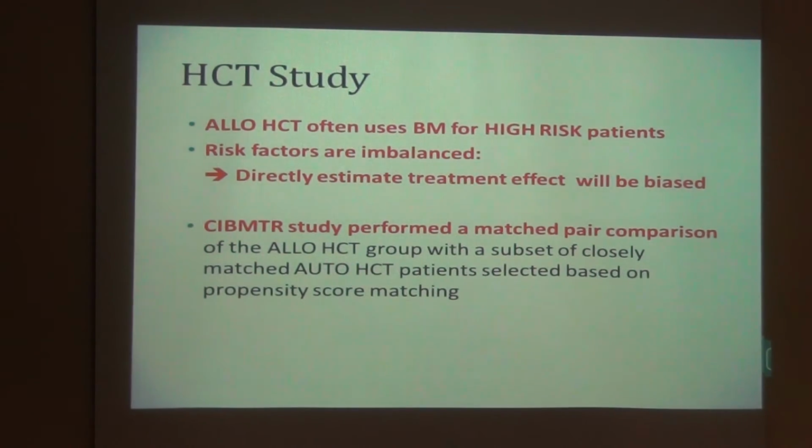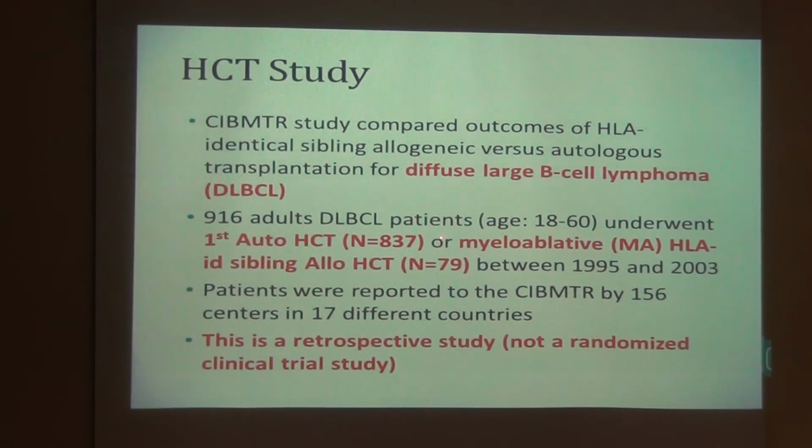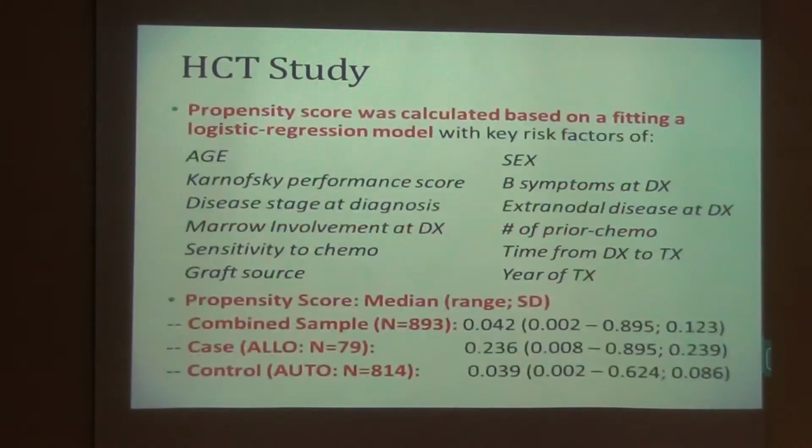This CIBMTR study was published in BBMT, Biology of Blood and Marrow Transplantation. It did both the regression method and the matched pair analysis. Actually, I'm the statistician for this study, and when we did the regression, many co-authors said, wow, this study has a problem because only 79 are allo, and the overwhelming majority are autologous transplants. They said the regression may not be well adjusted because everything is dominated by this group. So we did a sort of validation study. The conclusion is the same, so everybody was happy. When they said you need to do it, I said I already did it, and I sent the result.